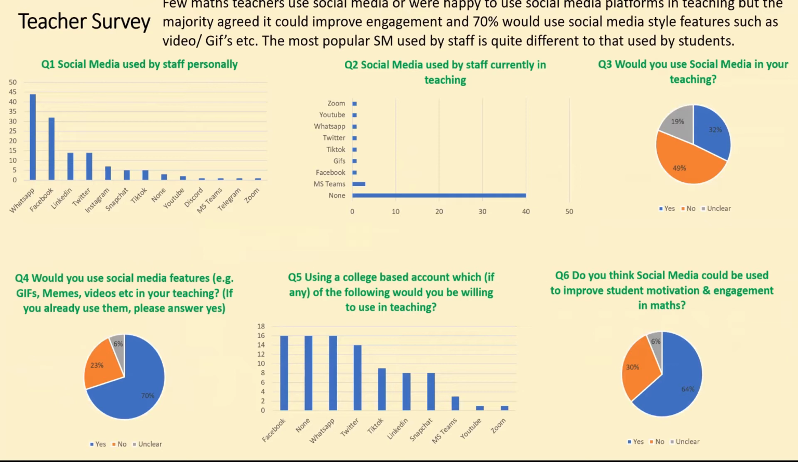Here's the data from the teacher survey. Few maths teachers use social media or were happy to use social media platforms in teaching, but the majority agreed it could improve engagement. 70% would use social media style features such as video or GIFs. The most popular social media used by staff is quite different to that used by students. The fact that they saw that they didn't use it, but they could perceive that there was potential for it being used, would imply that there's some resistance as to why they're not using it, possibly a training issue.